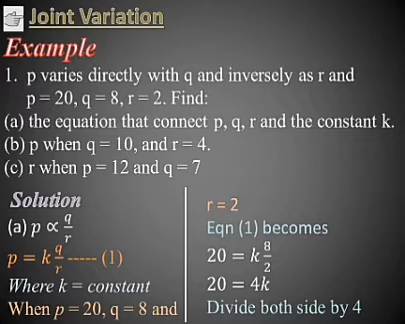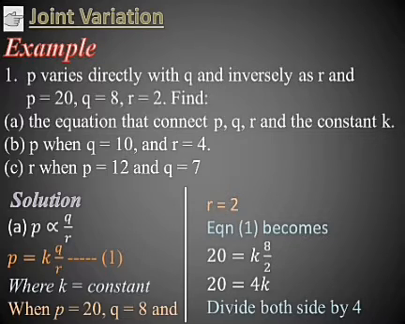Now, from the second statement, P is equal to 20 and Q is equal to 8 and R is equal to 2. If you substitute these values into equation 1, you would have 20 is equal to K times 8 all over 2. 8 divided by 2 is 4. And 4 times K is 4K. To get K, divide both sides by 4. Hence, you would have 20 divided by 4 is equal to 4K divided by 4.